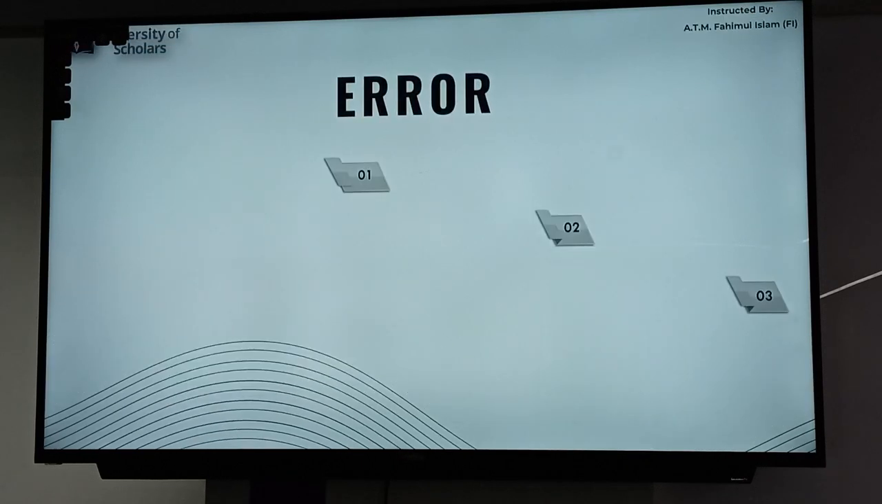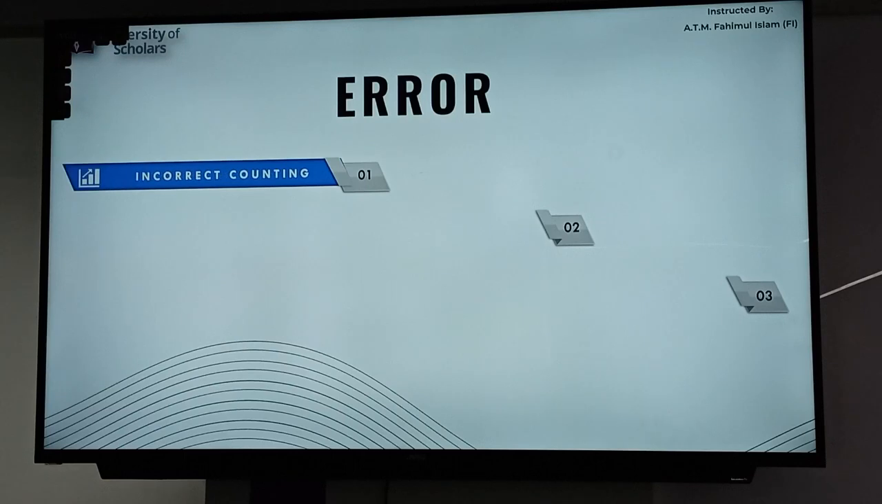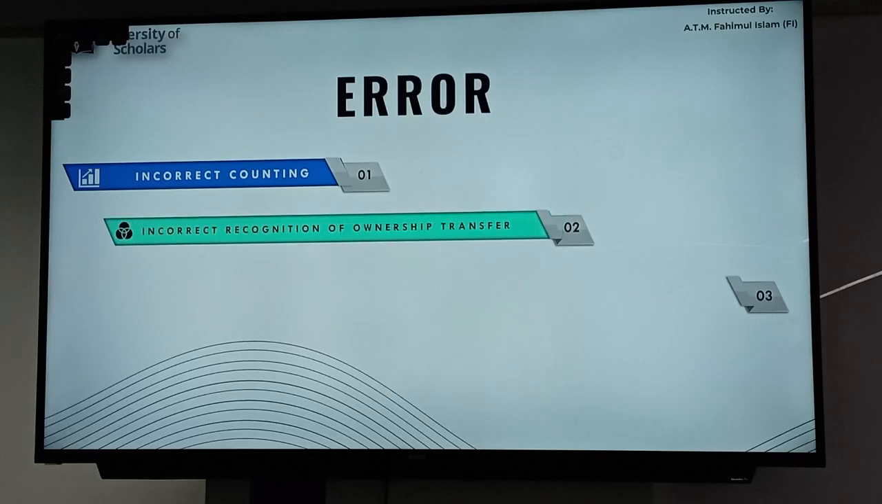So we can face some severe errors while counting the inventories or making inventory calculations. We can be doing incorrect counting, in fact physical counting. It can happen, and for that reason our statements cannot match. It can be distorted unintentionally because of physical mistakes of counting.